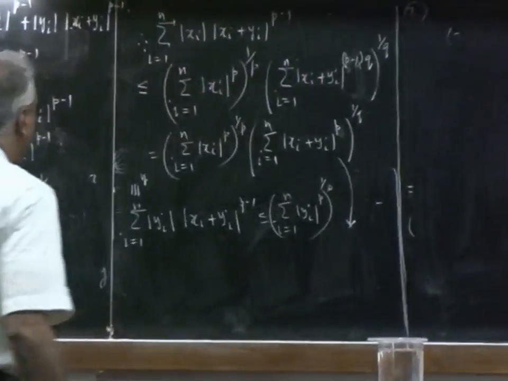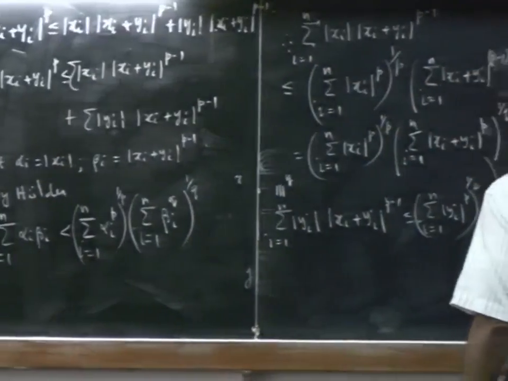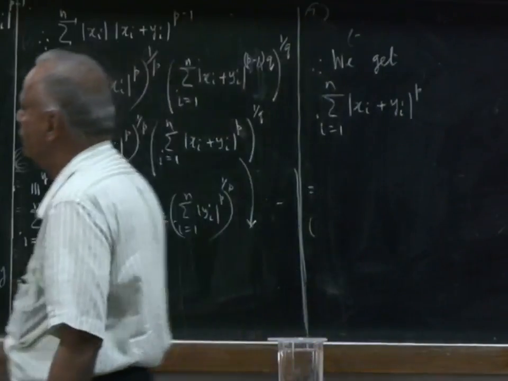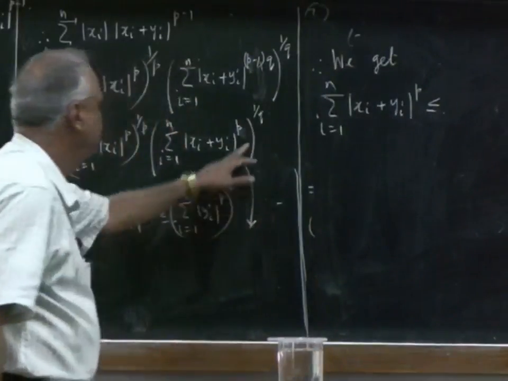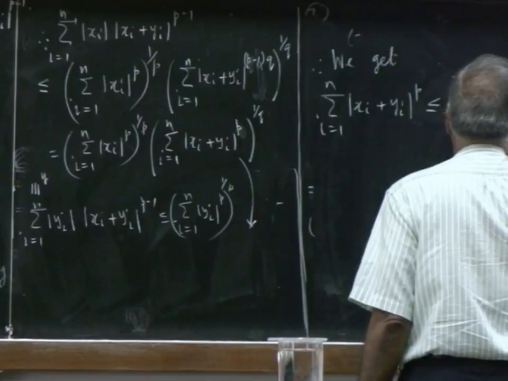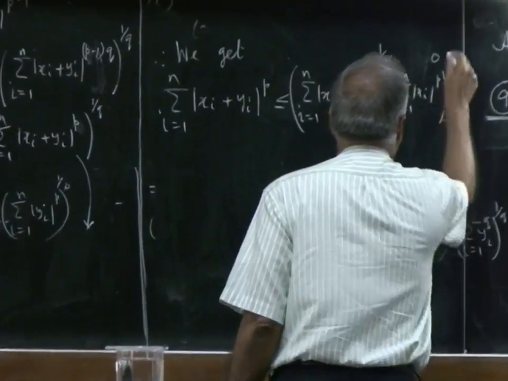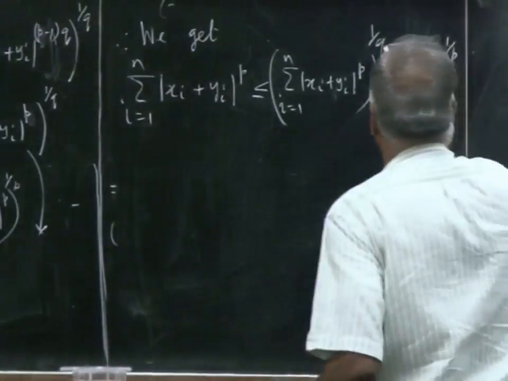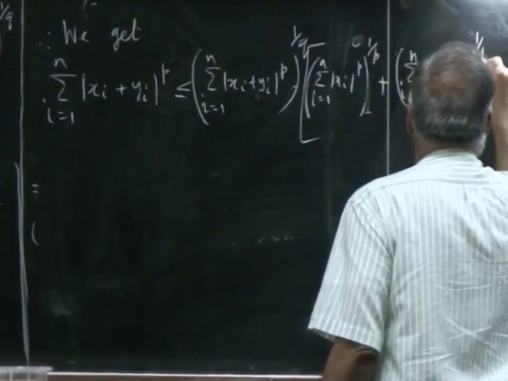In the right hand side, this term is smaller than that and this term is smaller than this, and therefore we get summation i equal to 1 to n mod xi plus yi to the power of p, this left hand side, is less than or equal to the sum of these two terms. In these two terms, this is summation i equal to 1 to n mod xi plus yi to the power of p, to the power of 1 over q, into summation i equal to 1 to n mod xi to the power of p, to the power of 1 over p, plus summation i equal to 1 to n mod yi to the power of p, to the power of 1 over p.